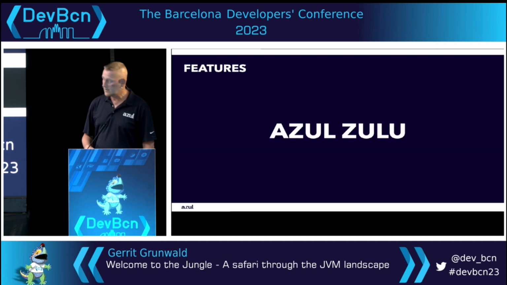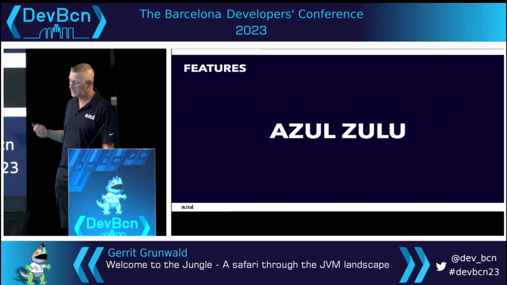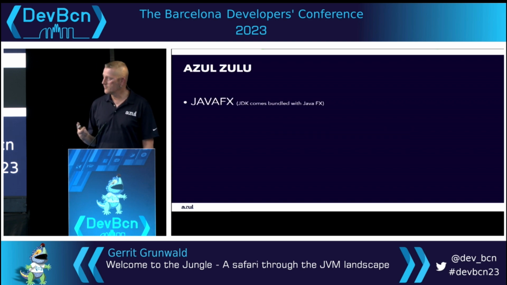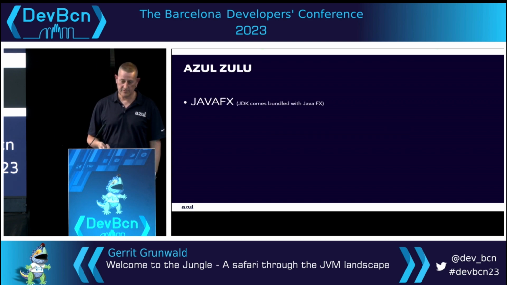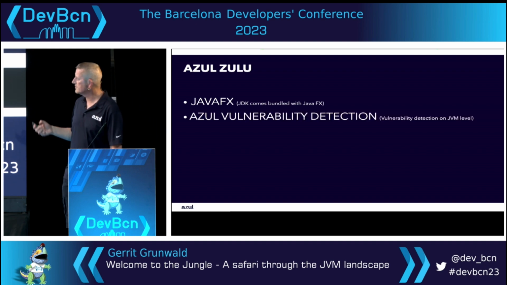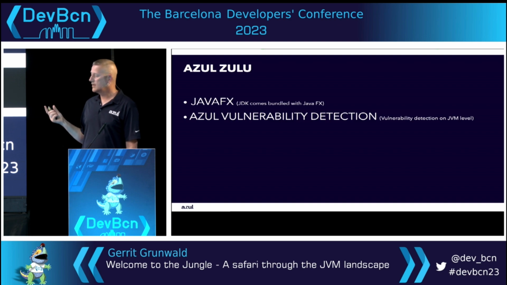Then we have Azul, which is all built off OpenJDK. And we also have a version that comes bundled with JavaFX, the same as Liberica. We have an inbuilt vulnerability detection. And I have to ask you, who's using a security scanner here, for example, in the IDE? Should be more. You never check for security issues when you code, okay? Who's using that in CI/CD systems? Okay, and who's using that in production?